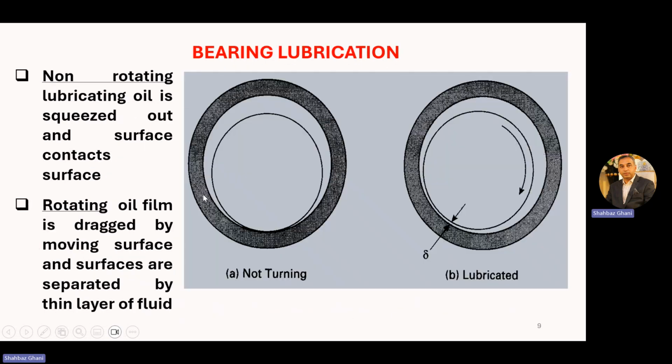So let's see figure A. When non-rotating, the lubricating oil is squeezed out at the contact surface. We have this bearing, and due to gravity and weight it is resting on this outer portion, so the oil is squeezed out from this portion. When it is rotating, the oil film is dragged by the moving surface and the surfaces are separated by a thin liquid film. You see, there is a gap here. This is due to the thickness of the oil film which is present here, and the shaft is slightly off center.